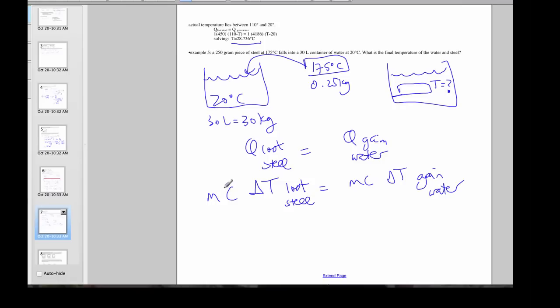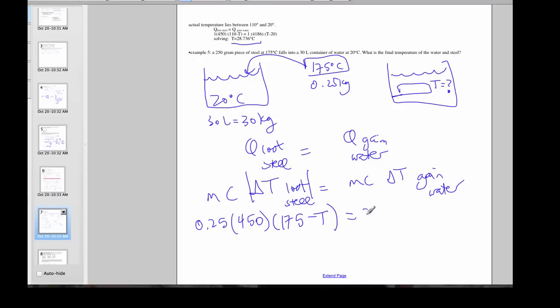All right, so the mass of the steel is given as 0.25. We look back and see the specific heat capacity of steel is 450. Now delta T for the steel, well, it's going from 175 to T, but we have to make sure this is a positive number. So because T is smaller than 175, I'm going to do 175 minus T. That's now a positive number.